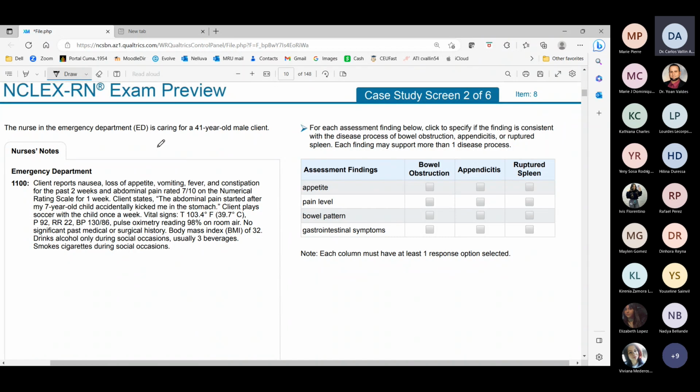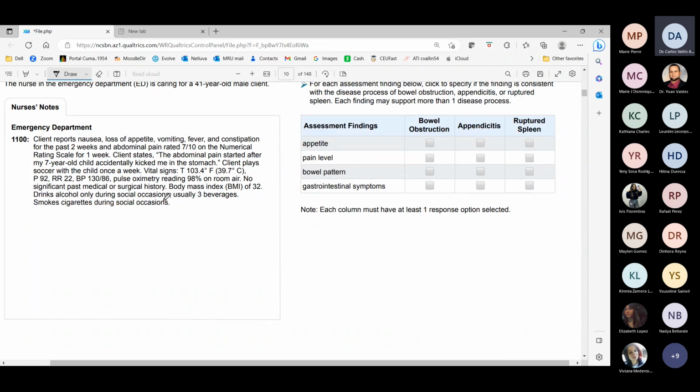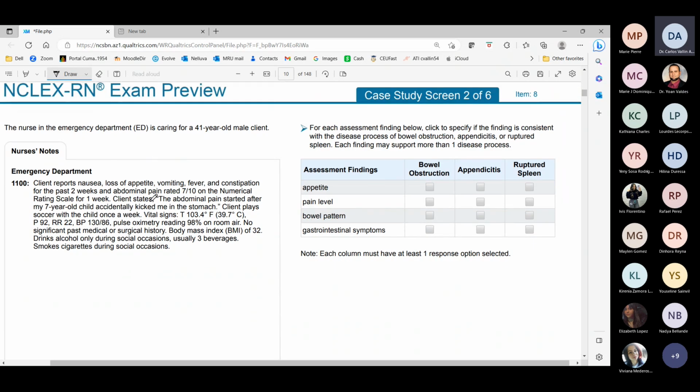Now comes the second question. The second question of the same scenario, the same case. For each assessment finding below, click to specify if the finding is consistent with the disease process of bowel obstruction, appendicitis, or ruptured spleen. What they are exploring here are the differential diagnoses that this initial case should bring: that the patient has a bowel obstruction, appendicitis, or ruptured spleen.